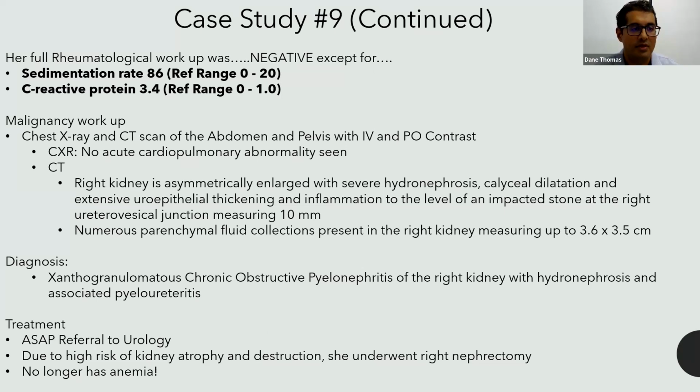So her diagnosis was xanthogranulomatous chronic obstructive pyelonephritis of the right kidney with hydronephrosis and associated pyeloureteritis. Now that is a mouthful. So we decided to refer to urology ASAP, and she was evaluated right away. Due to her high risk of kidney atrophy and destruction, she underwent a right nephrectomy. After her nephrectomy, her anemia was completely resolved.